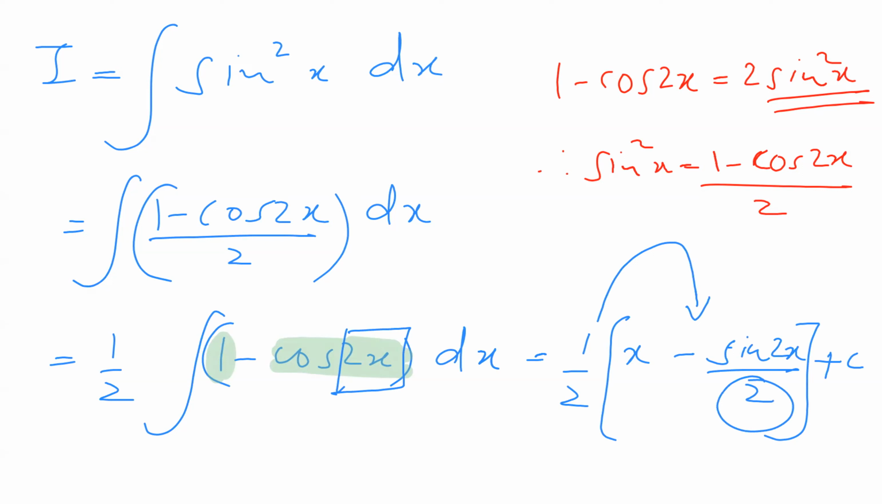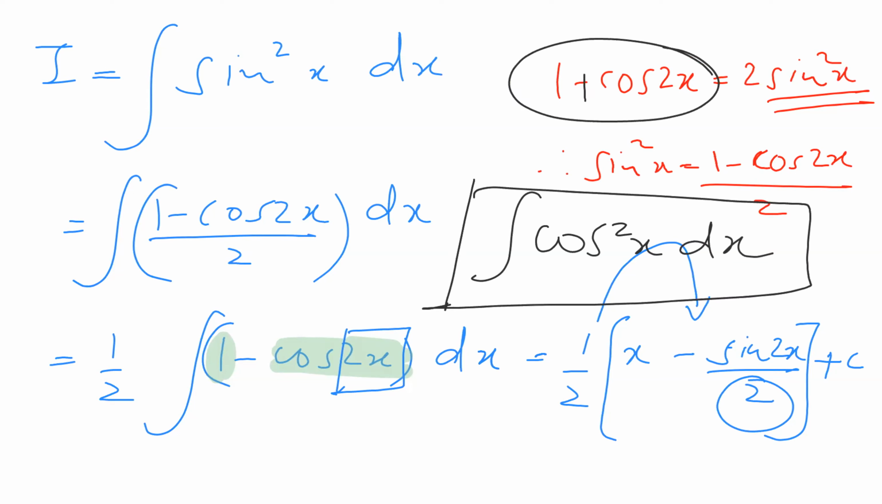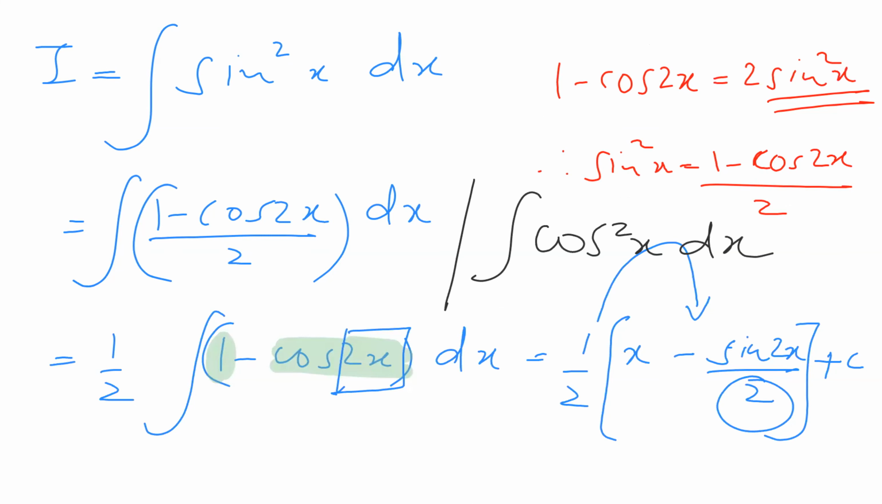Okay. So just remember, whenever we have a sine square x or cos square x problem, we can just use the half angle formula for 1 plus cos 2x or 1 minus cos 2x. You can try this problem at home: integration of cos square x. Only this thing will be plus, and this will be cos square x. You should know the half angle formula. Cos square x, I leave it up to you.